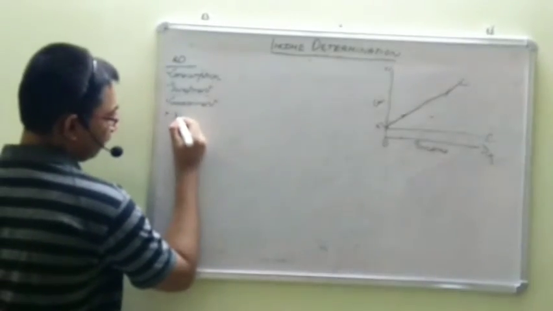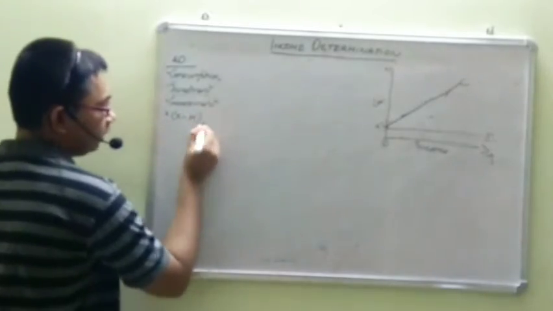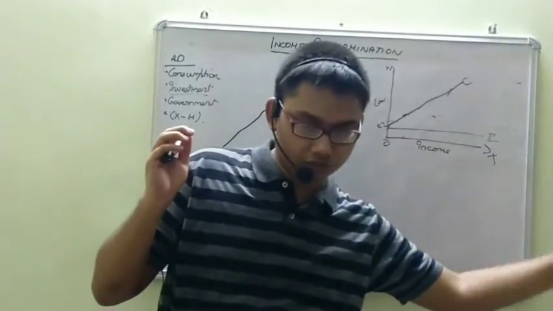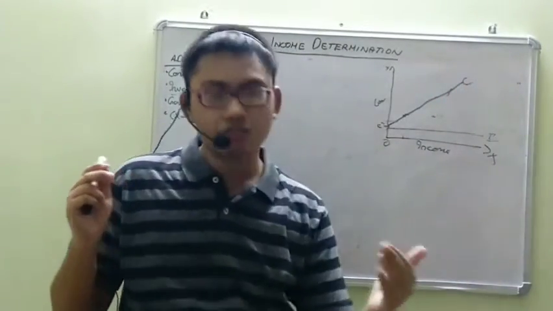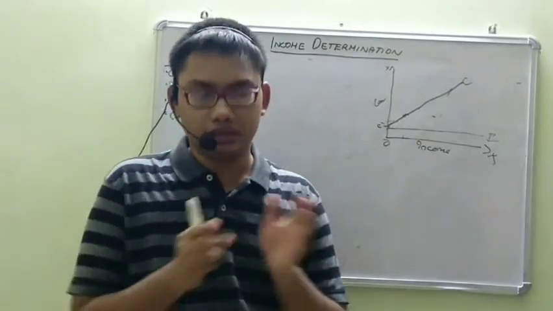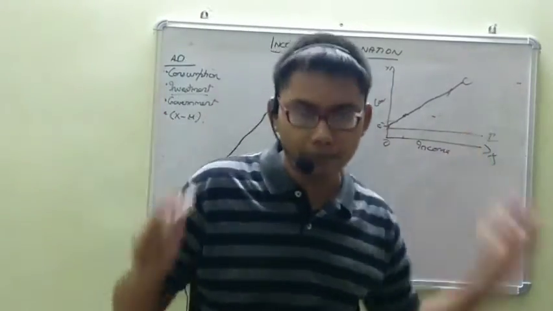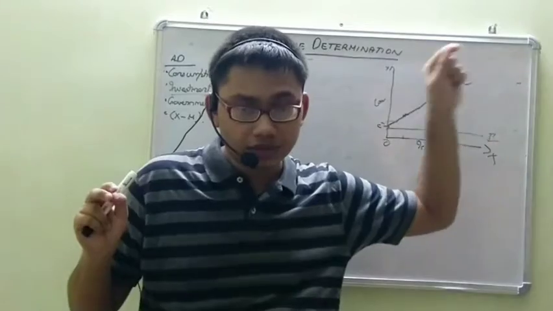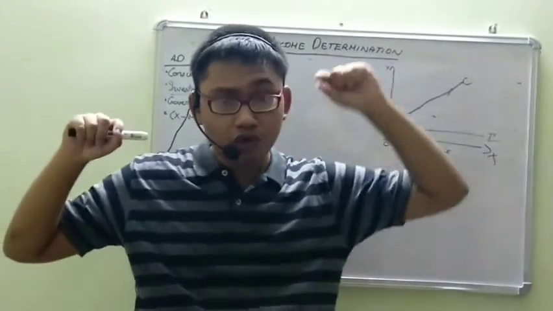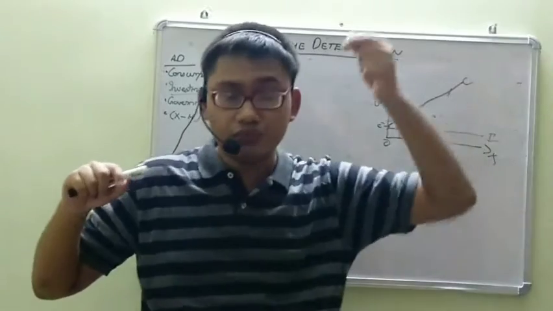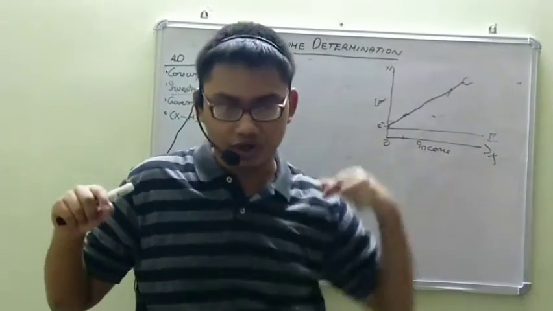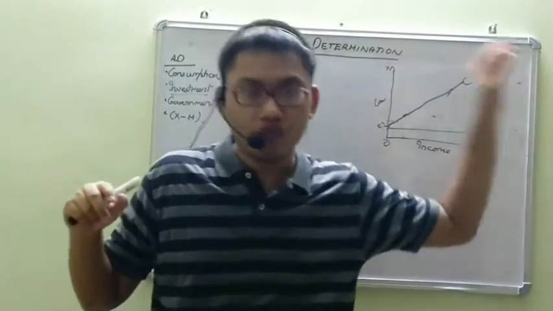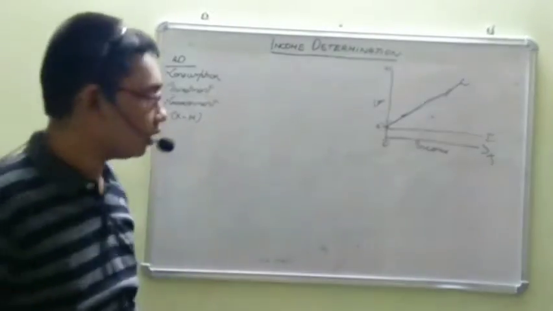And also we have exports minus imports, X minus M, net exports. What is net export? Whatever goods are exported from this country to foreign countries minus whatever goods are imported by our country. That is, from the perspective of demand, foreigners' demand for our goods minus our demand for foreigners' goods. That is export minus import.